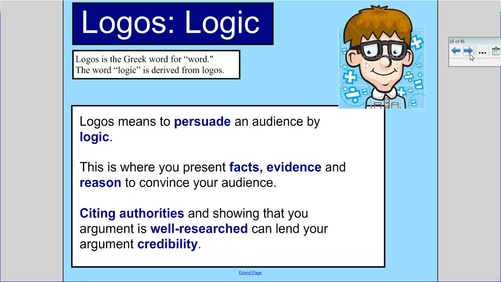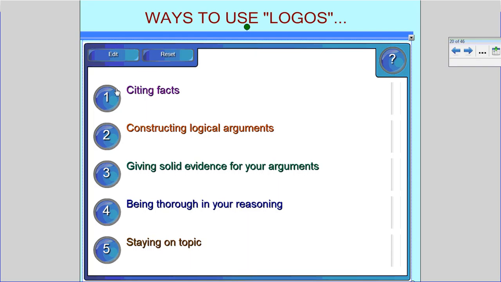Finally, the third type of rhetoric is logos, and this is logic. And logos just comes from the Greek word for word. So, looking at logos, logos means to persuade an audience by using logic. This is where you present facts, evidence, and reasons to convince your audience. Citing authorities and showing that your argument is well researched can lend your argument credibility and therefore make you more persuasive.